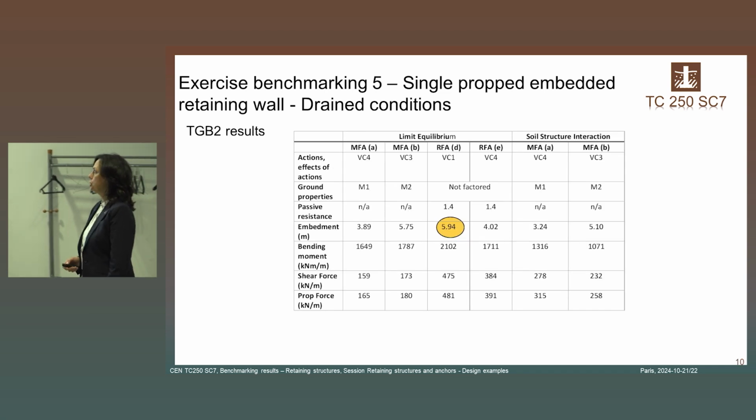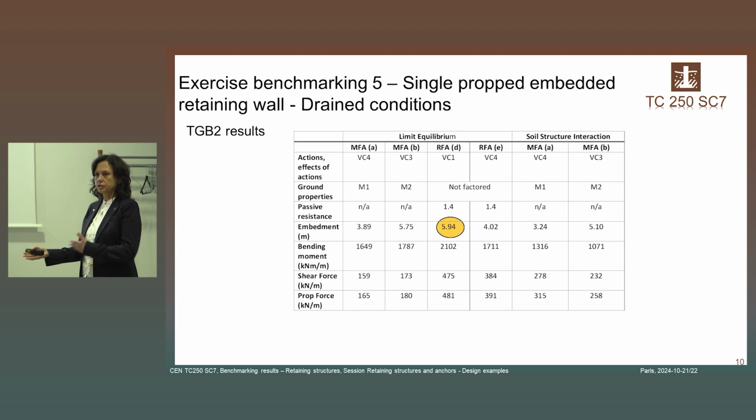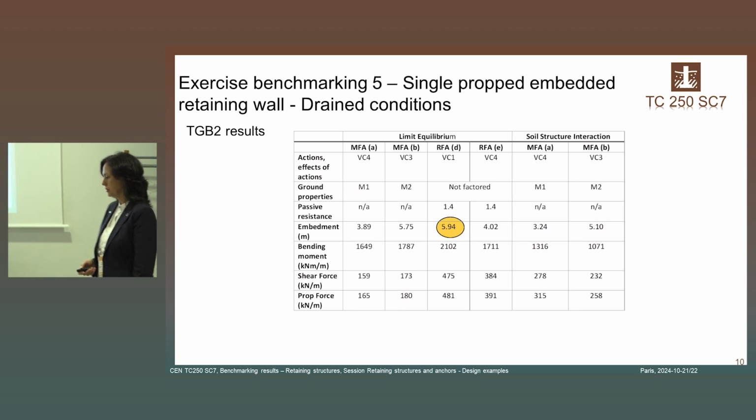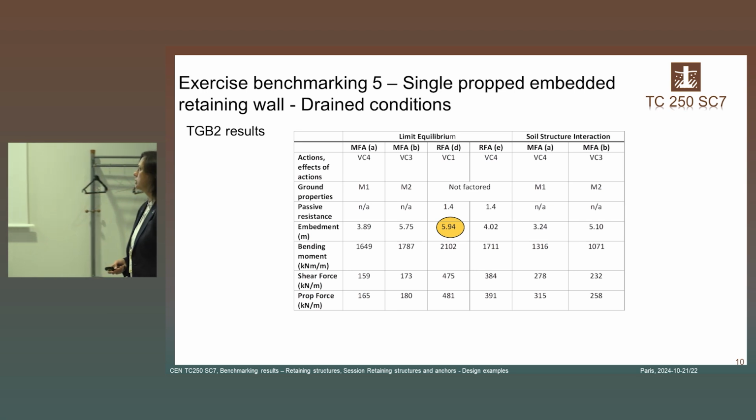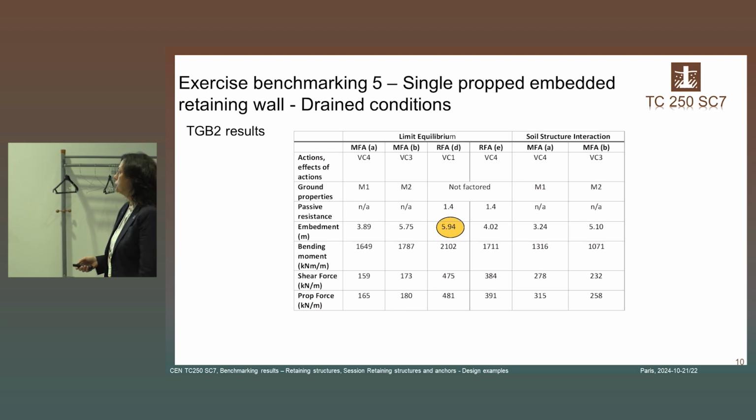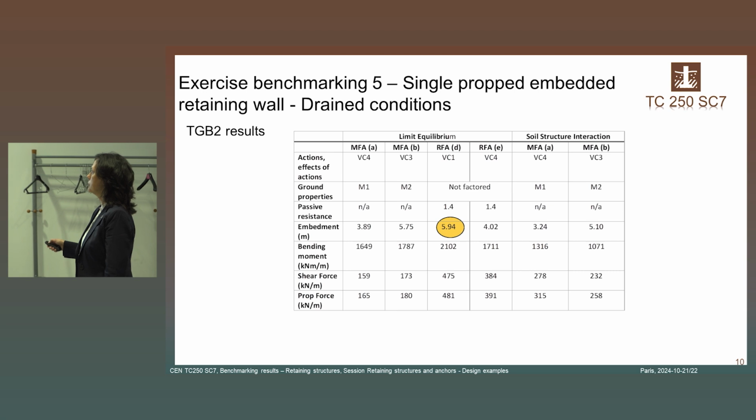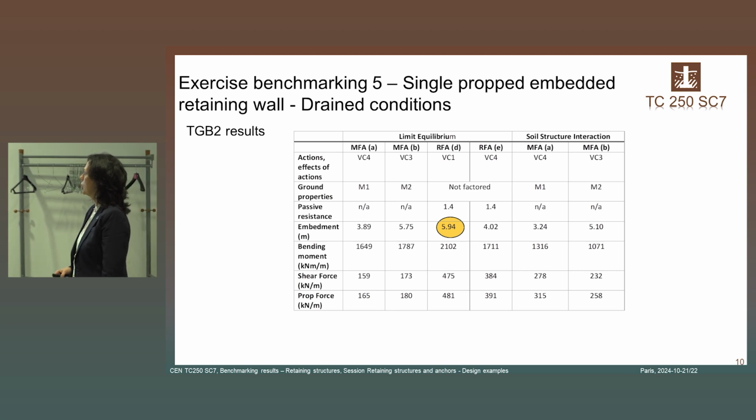And here are the TGB2 results, which are not presented in detail in this very short presentation I'm making, but you will find full details in the TGB2 report. So here are all the possible combinations for limit equilibrium, and the maximum value of the embedment depth was found when applying VC1 and RFA, and also the maximum bending moment, maximum shear force, and maximum prop force were found for the same RFA plus VC1.